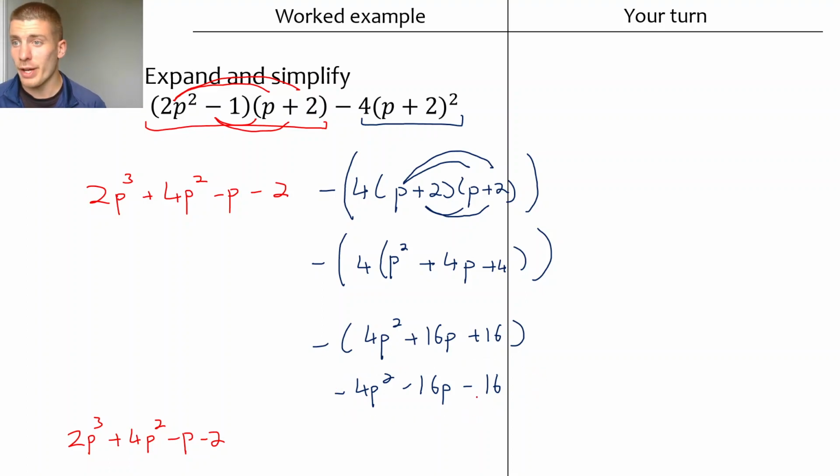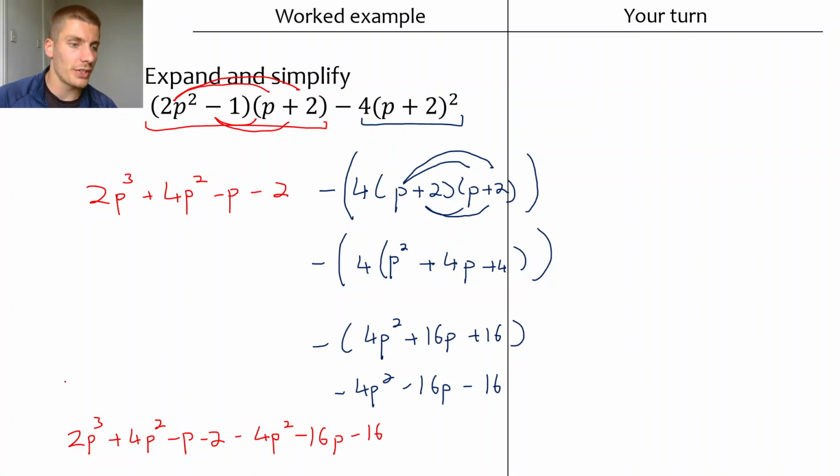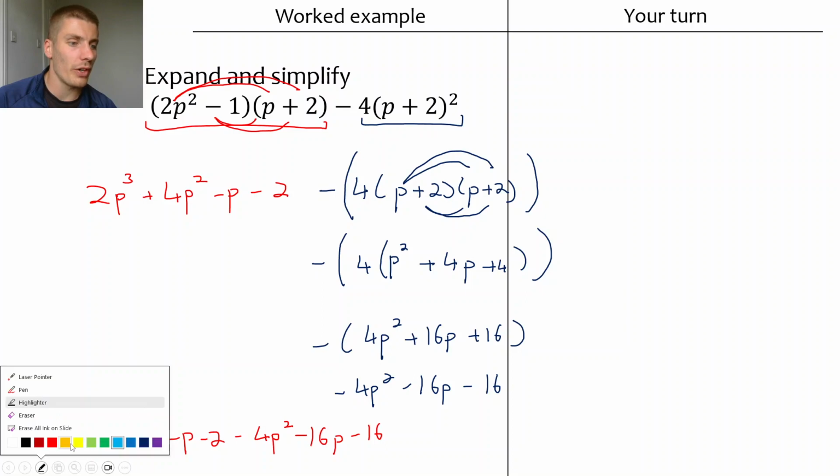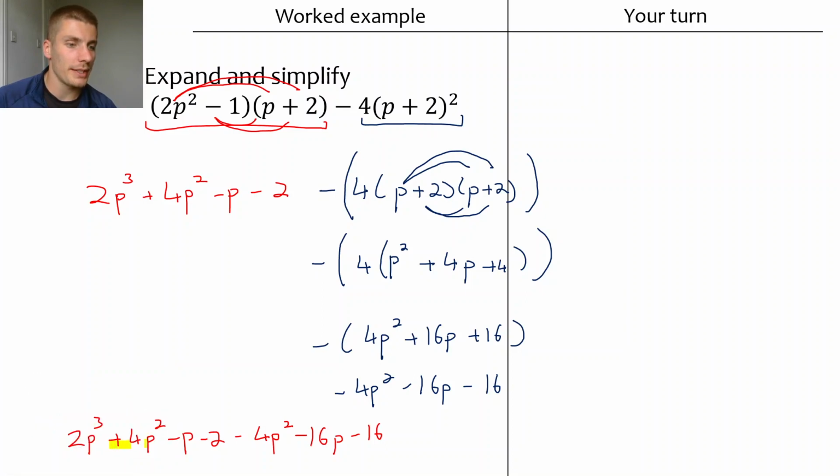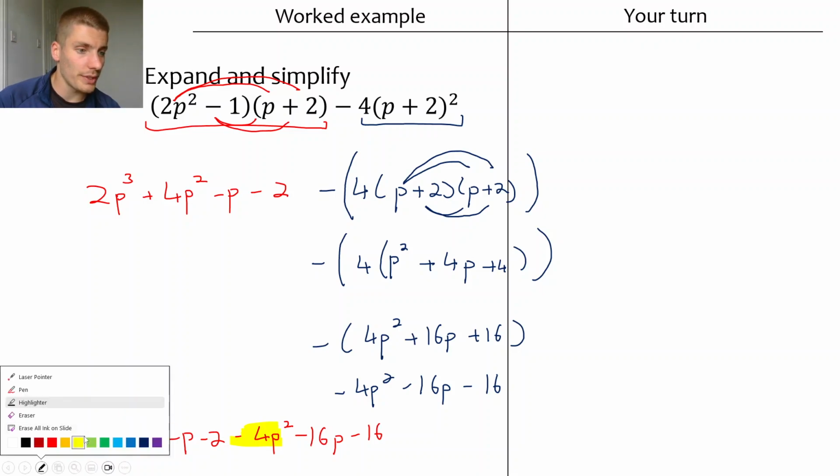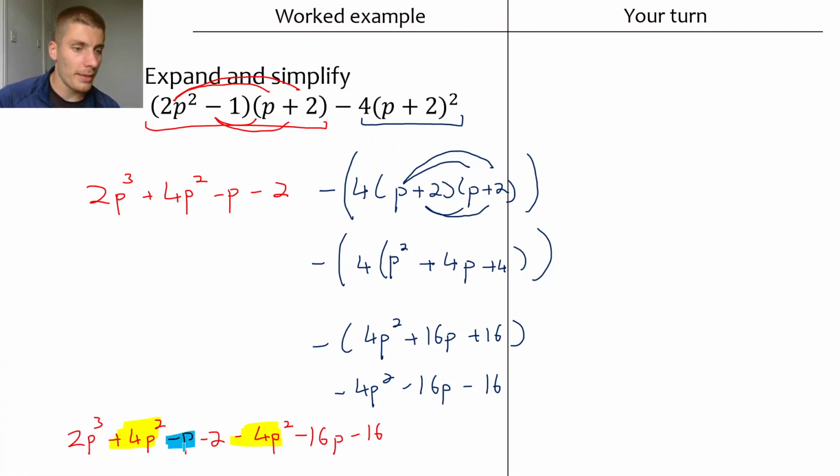And I'm going to keep it now in red so we can see everything together. So we've now got minus 4p squared minus 16p minus 16. Now there will be like terms in here that I need to simplify and take care of. So let's do that. We've got over here a plus 4p squared. We've got a minus 4p squared. That's going to cancel out to 0, which is quite nice. We've also got a minus p, and we've got a minus 16p. And we've also got a number part, which is minus 2, minus 16.